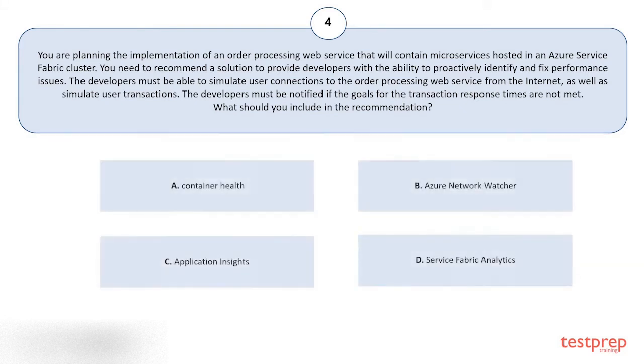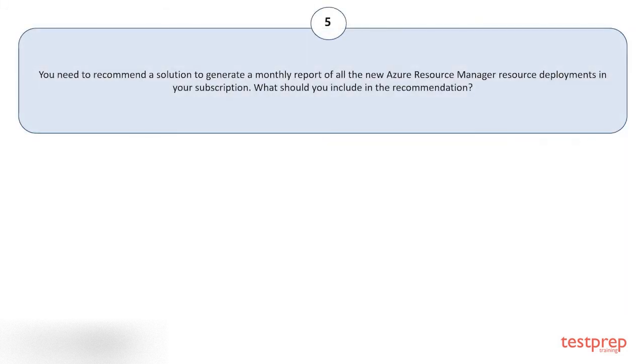Your options are A. Container Health, B. Azure Network Watcher, C. Application Insights, D. Service Fabric Analytics. The correct answer is option C. 5. You need to recommend a solution to generate a monthly report of all the new Azure Resource Manager resource deployments in your subscription. What should you include in the recommendation?